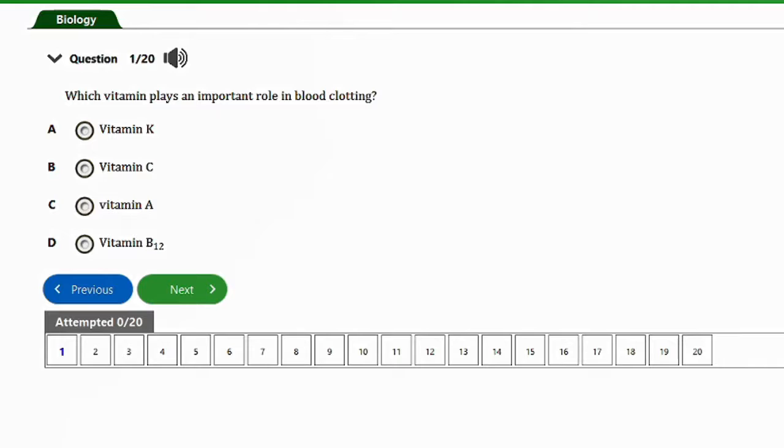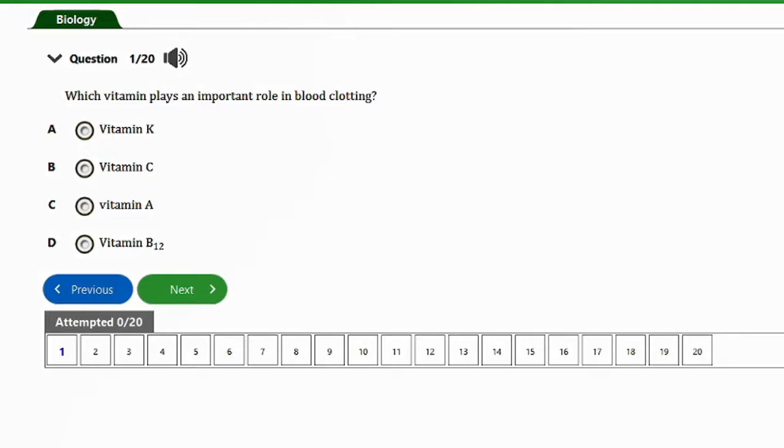So guys, here we'll start with the first question. It says, which vitamin plays an important role in blood clotting? A, vitamin K, B, vitamin C, C, vitamin A, D, vitamin B12. So guys, the answer to this question is option A, and that's vitamin K.